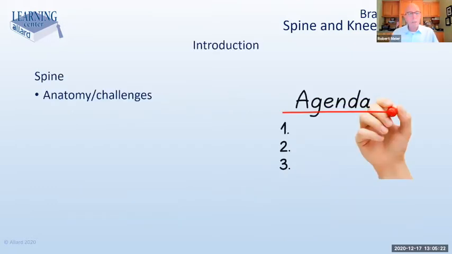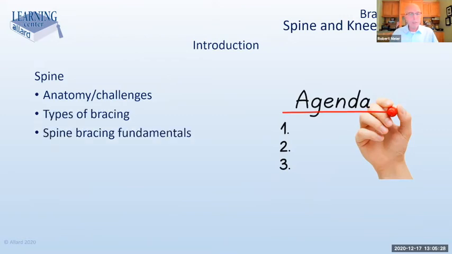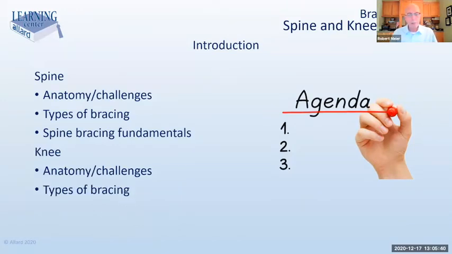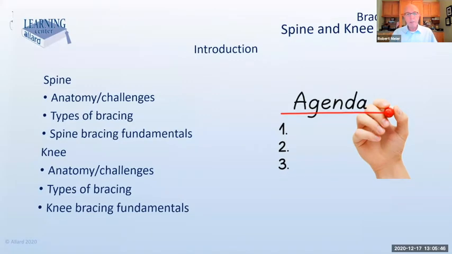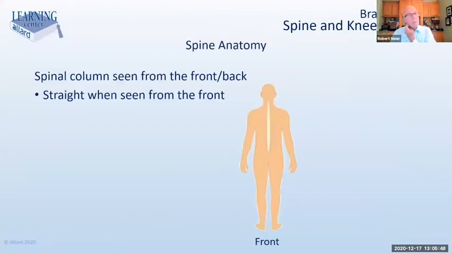So with that, we're going to start with the spine, and we'll look at some anatomy and some challenges related to that anatomy, types of bracing, and spine bracing fundamentals. And that is the right way to use these types of devices. Then we'll do the same thing for the knee. We'll look at knee anatomy and knee challenges, types of bracing, especially for knee hyperextension, and knee bracing fundamentals there also. So that's our agenda. Starting with the spine then.